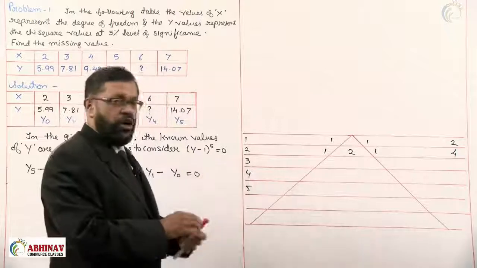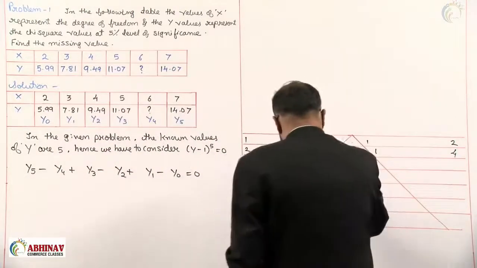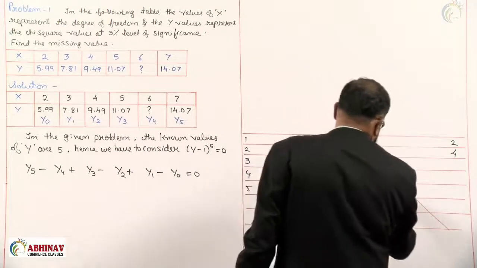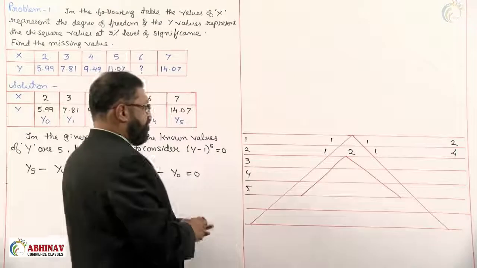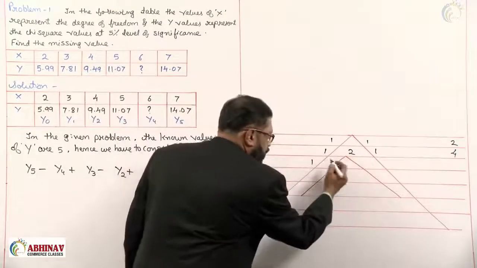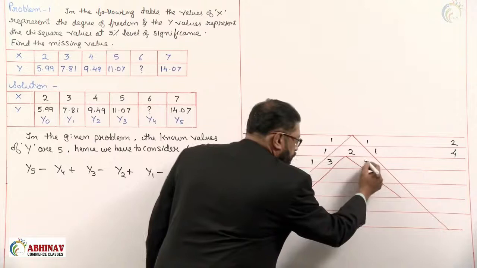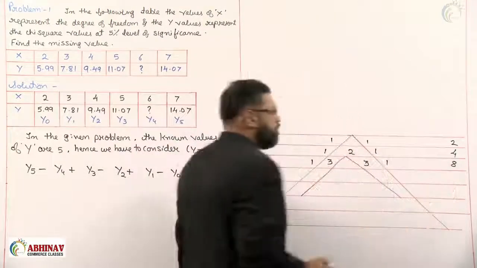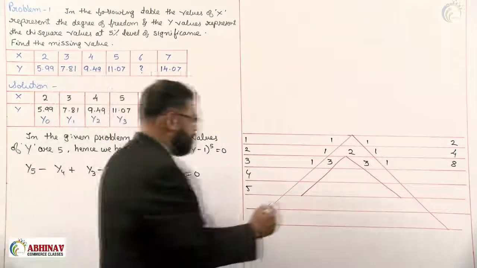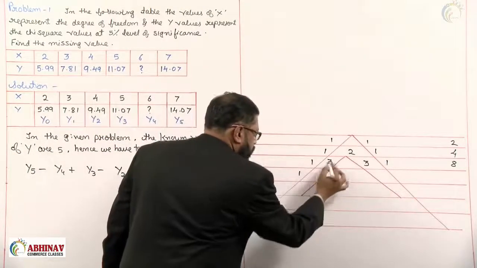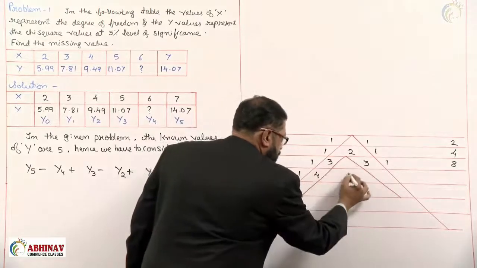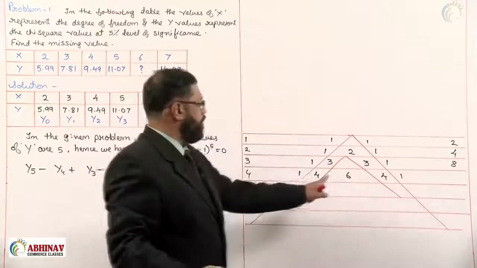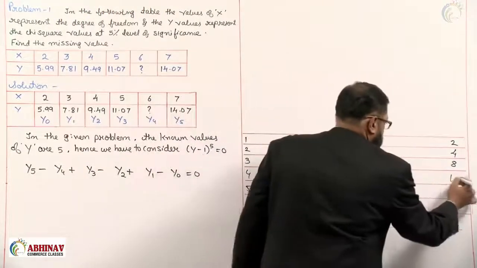Next comes an odd number, so we need a triangle. Draw a triangle for the odd number. It's 3 first: 1, 1 plus 2 is 3, 2 plus 1 is 3, and 1. The total comes to 8. Now 4: 1, 1 plus 3 is 4, 3 plus 3 is 6, 3 plus 1 is 4, and 1. The total of this will come to 16.